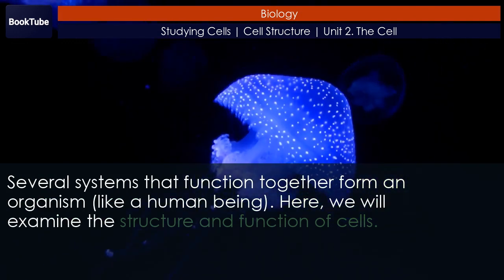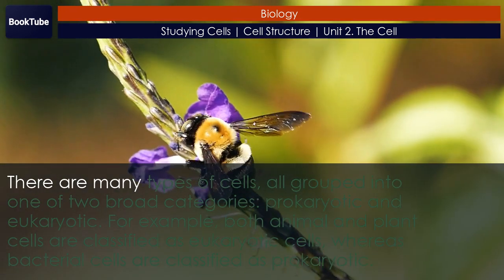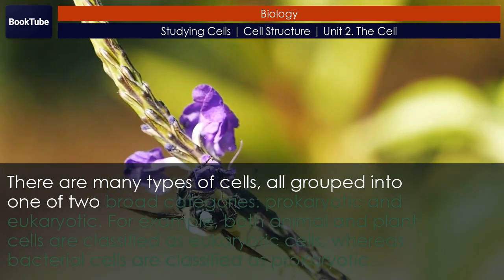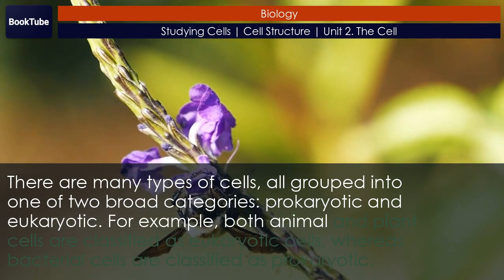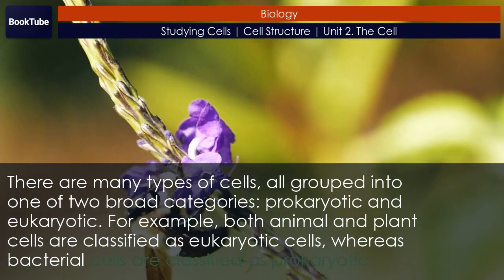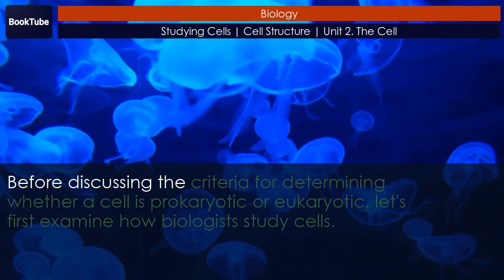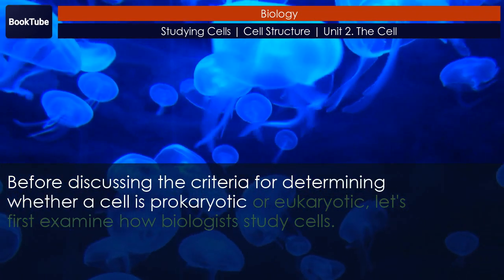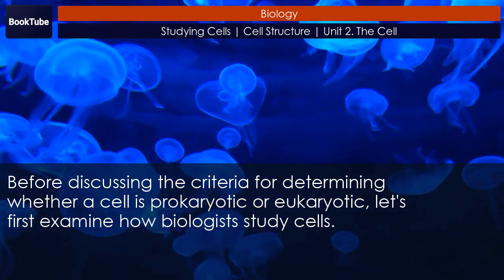Here, we will examine the structure and function of cells. There are many types of cells, all grouped into one of two broad categories: prokaryotic and eukaryotic. For example, both animal and plant cells are classified as eukaryotic cells, whereas bacterial cells are classified as prokaryotic. Before discussing the criteria for determining whether a cell is prokaryotic or eukaryotic, let's first examine how biologists study cells.